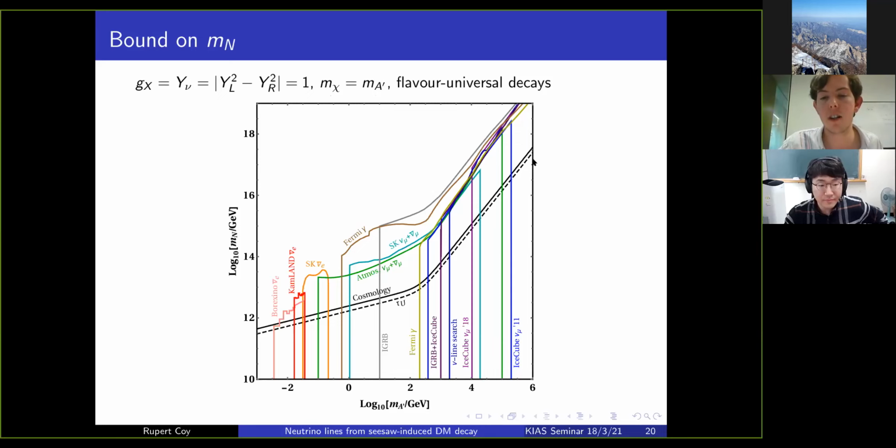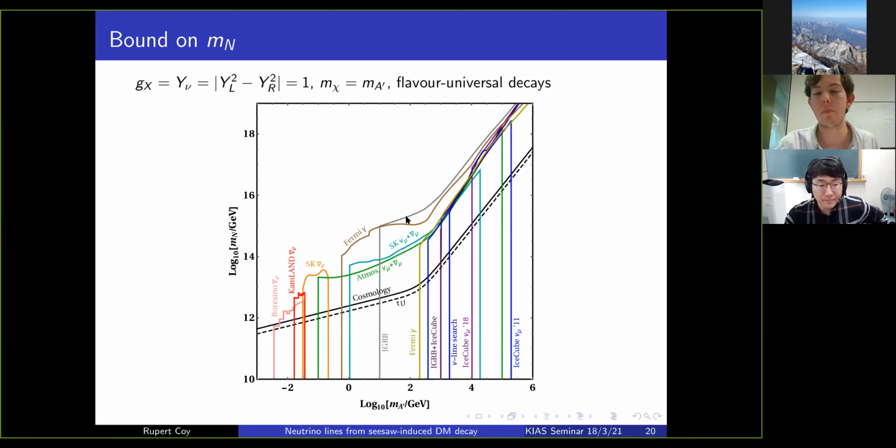And so you have a much steeper dependence of the bound on the dark matter mass itself. There's a few extra colors here, a few extra lines. The brown, the gray, and the dark purple lines are new, and they weren't present in the last plot.